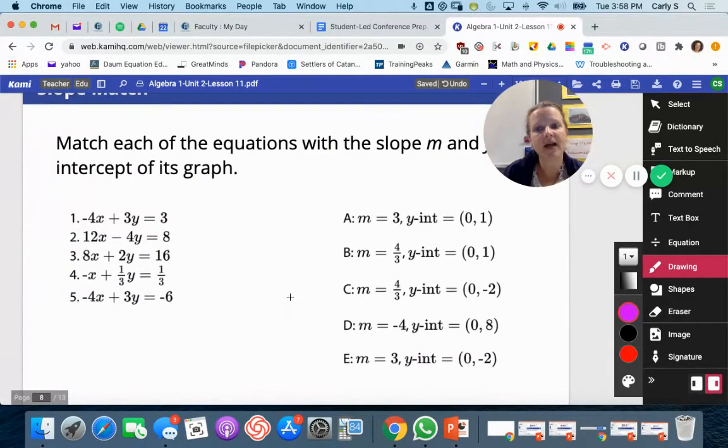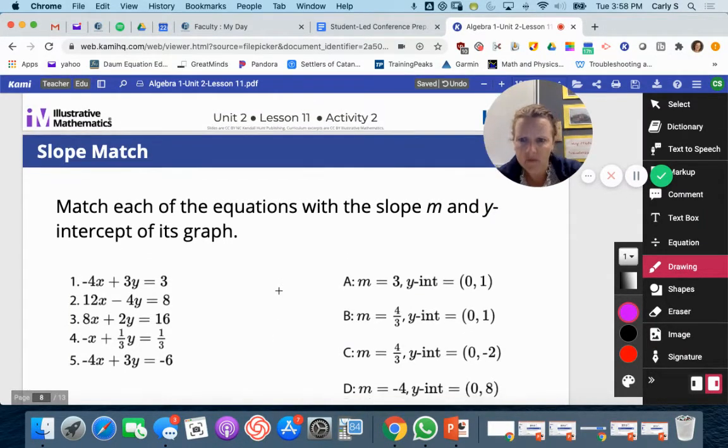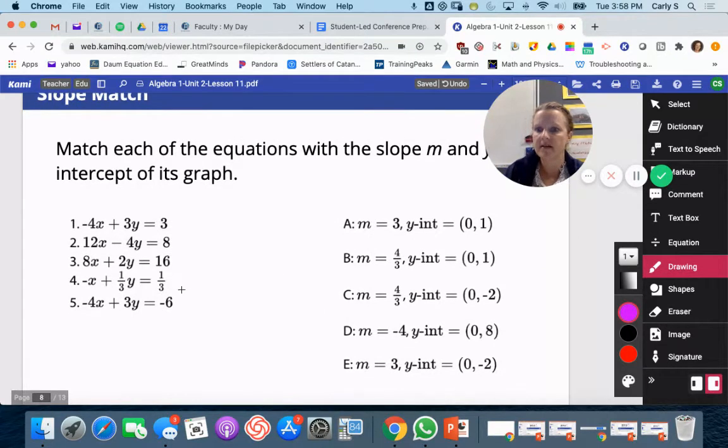All right, so let's try this again with some slope matching. Match each of the equations with the slope m and y-intercept of its graph. So everything is not quite in the right format. So I'm going to color code a little bit because I need places to work.